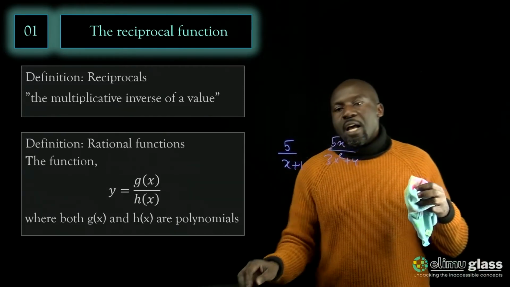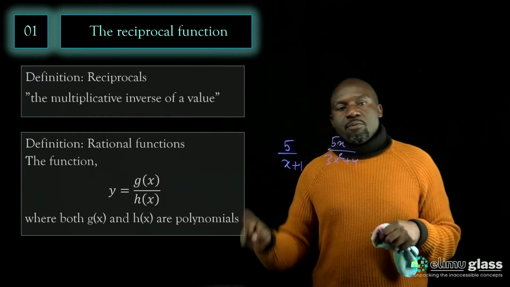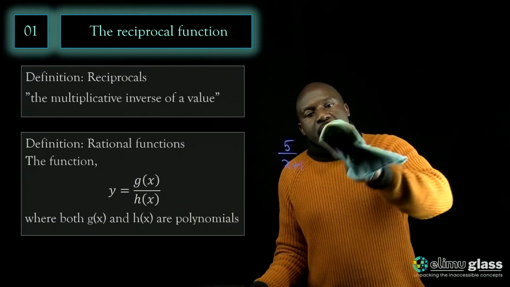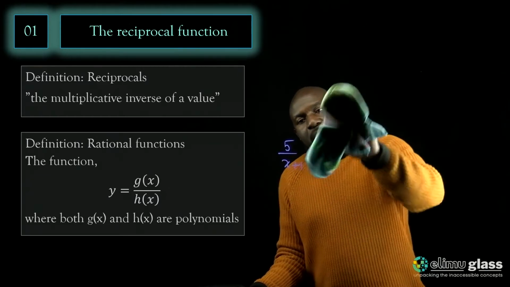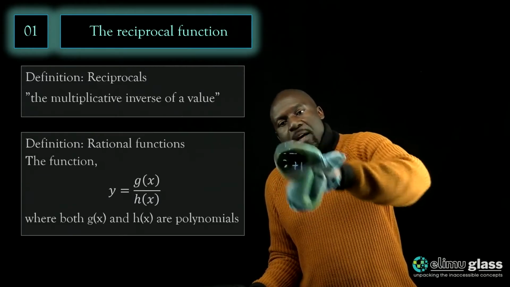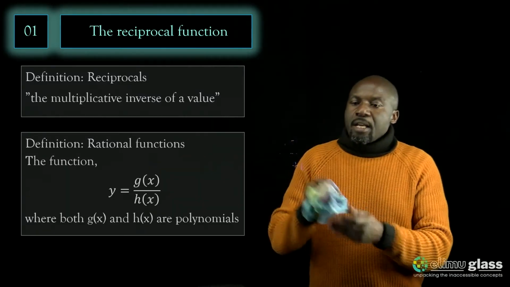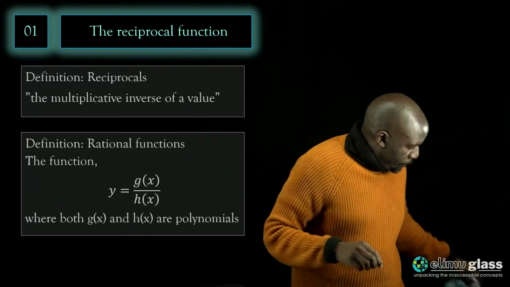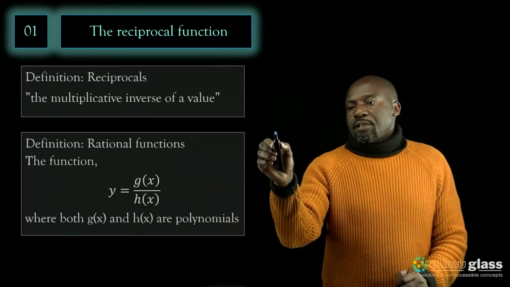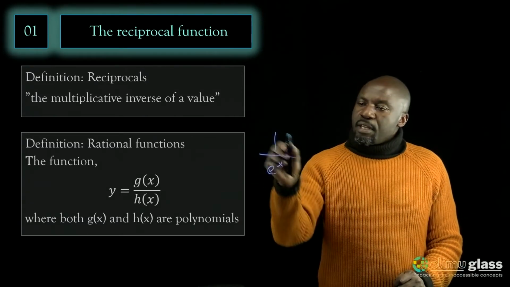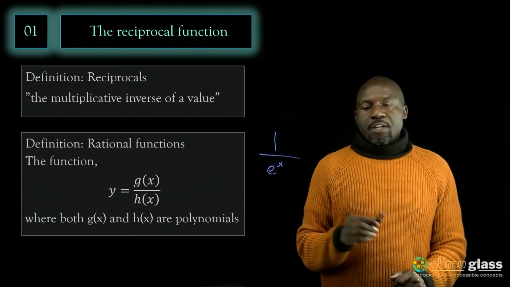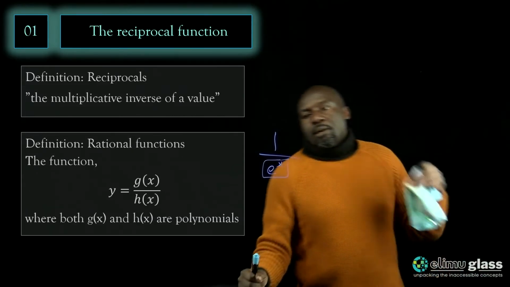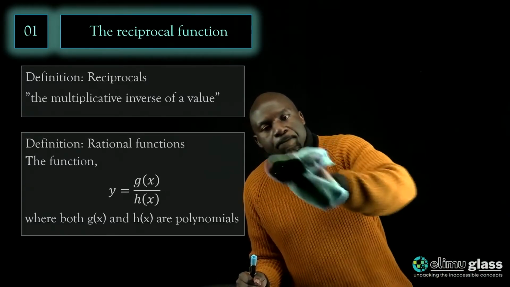So rational functions are made up of two functions, one in the numerator, g of x, and one in the denominator, h of x. Okay? So here is a small difference between a rational function and a reciprocal function. The reciprocal function can take any value really, like we said. So if I write 1 over e to the power x, this is a reciprocal function, but it is not a rational function because e to the power x is not a polynomial. Okay? Now we can move on.